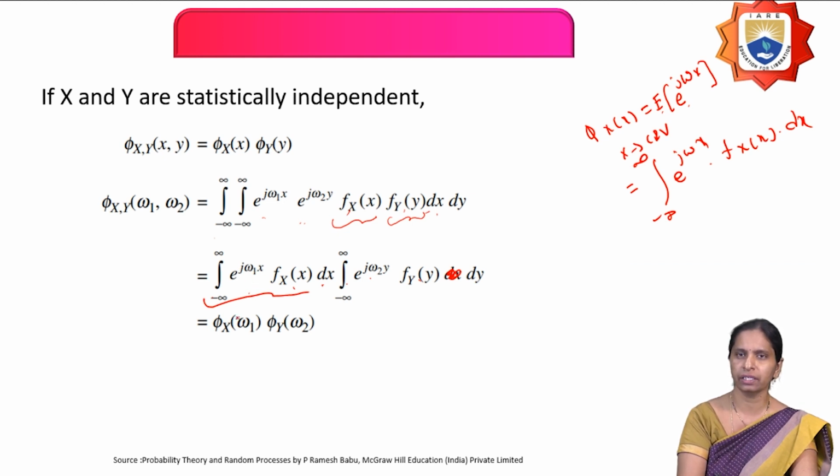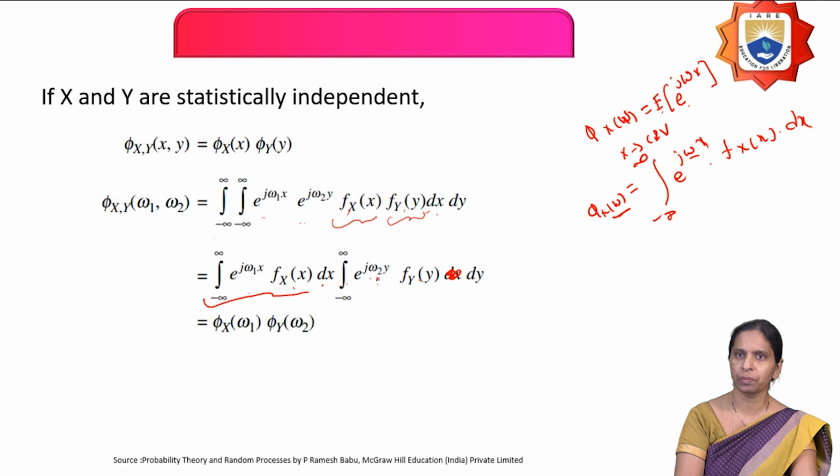So if you compare these two, in place of omega here I have omega 1. Therefore, how can you write this? Phi x of omega 1. Similarly here, in place of omega I have omega 2. Therefore, we can write this as phi y of omega 2. So this is nothing but phi x of omega, just in place of omega, here I have omega 1.